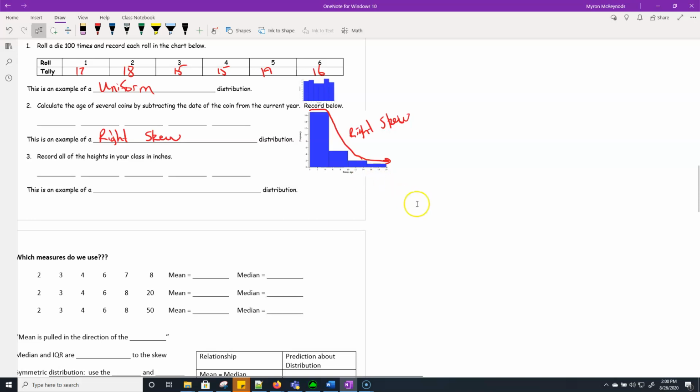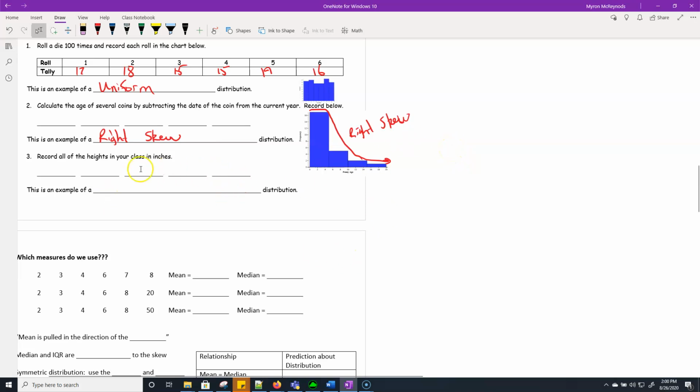And if the data were all bigger on the end and it was going down that way, it would be a left skew, like skewing down like this would be a left skew. But this is a right skew, where all the data is at the front and it's skewing down to the right. That is a right skew.